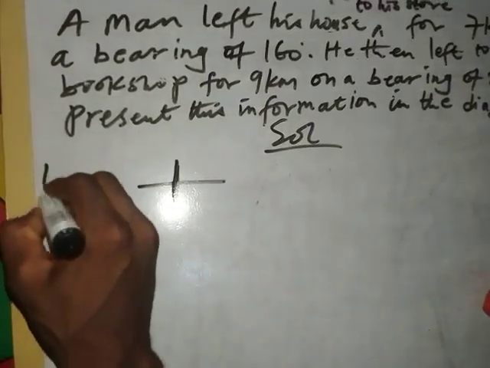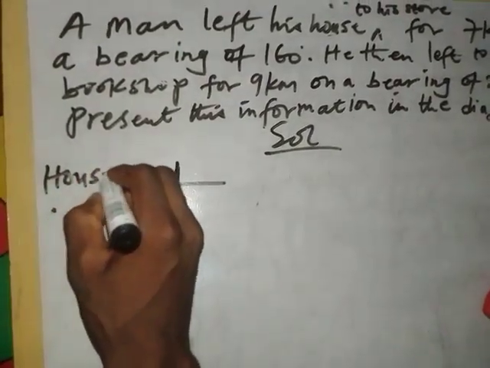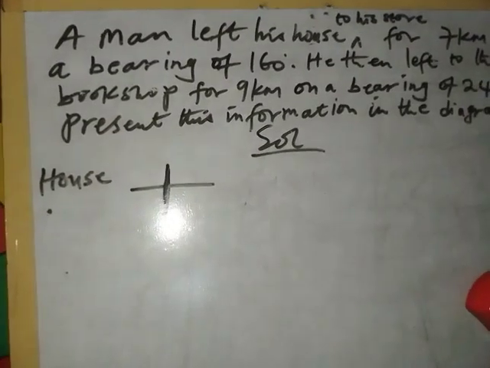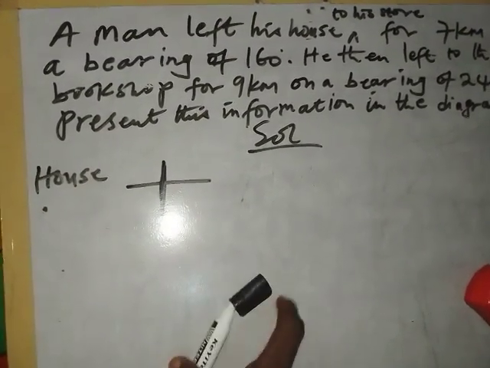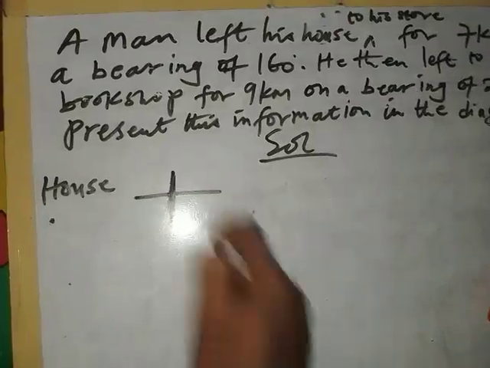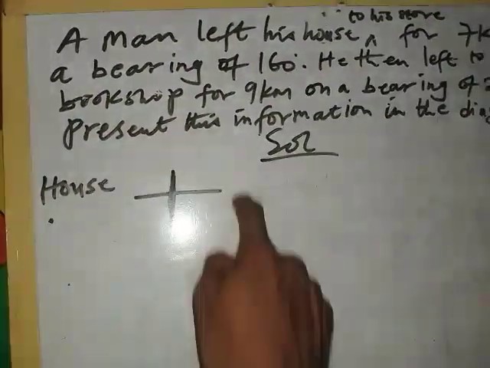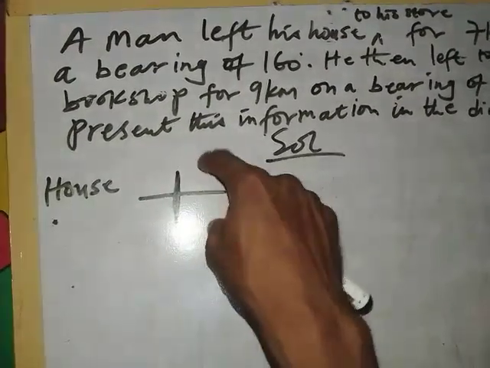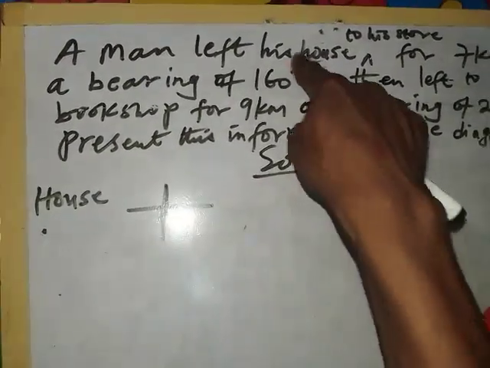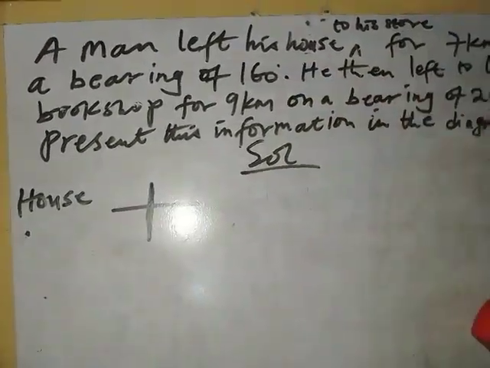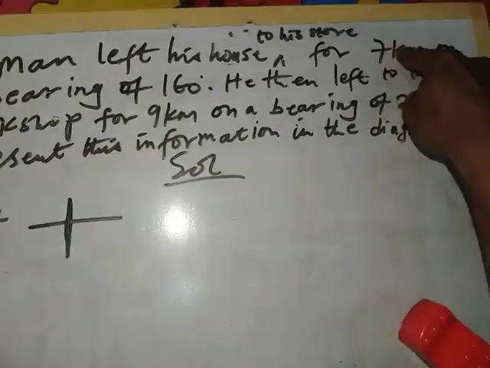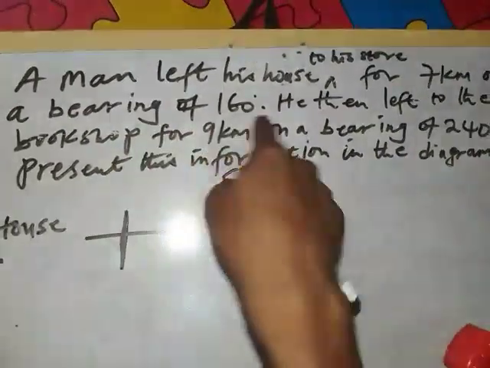Now you can call this your house, according to the statement. Let me read the statement again. A man left his house. This is the house, and this is the point that he left. Now he left his house to his store for 7 kilometers, on a bearing of 160 degrees.